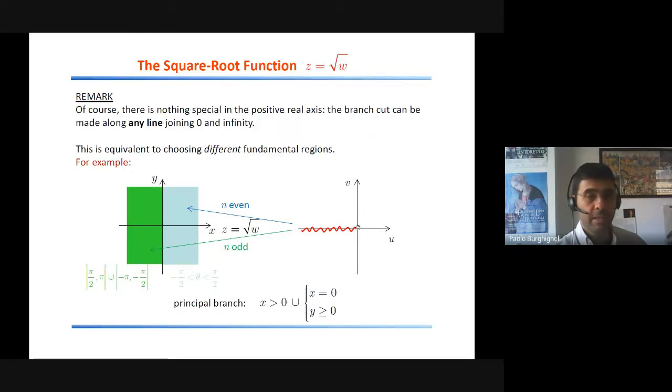But any line going from 0 to infinity in the W plane would do the same. The important point is to be aware of the choice and to be coherent with the choice in all the calculations.